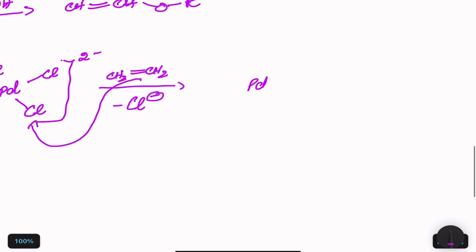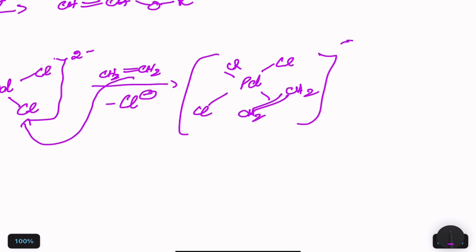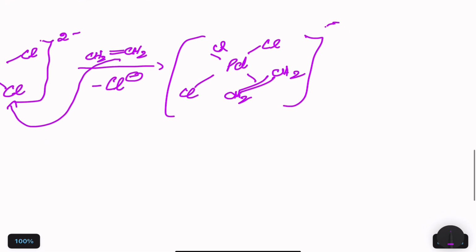Okay, so palladium, chlorine, chlorine. Here also chlorine. And then here what is present? RCH2 is present. So now for each step you have to put the charge in this place. So how to find the charge? For palladium we know it is in +2 oxidation state. And then for each chlorine I can put -1, -1 and -1.